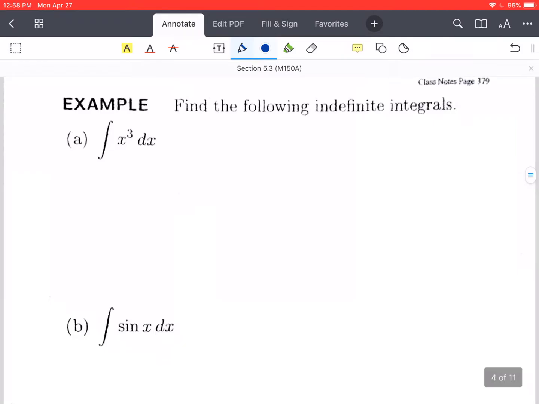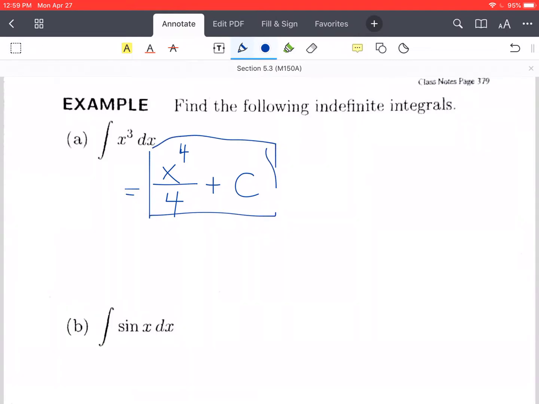So the integral of x cubed dx. So the antiderivative of x cubed is going to be x to the 4th over 4 plus c. And that's it. Okay, nothing too different about that one. Okay, it's just computing an antiderivative.